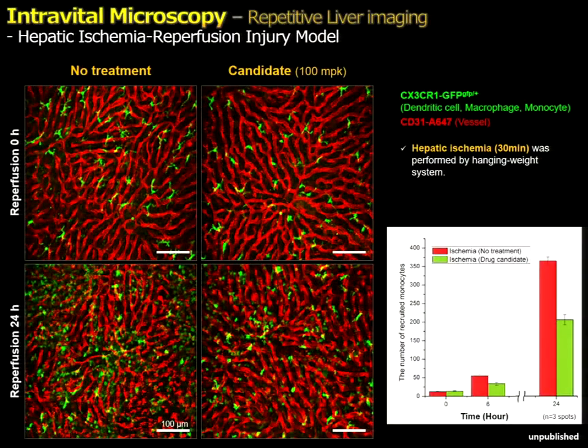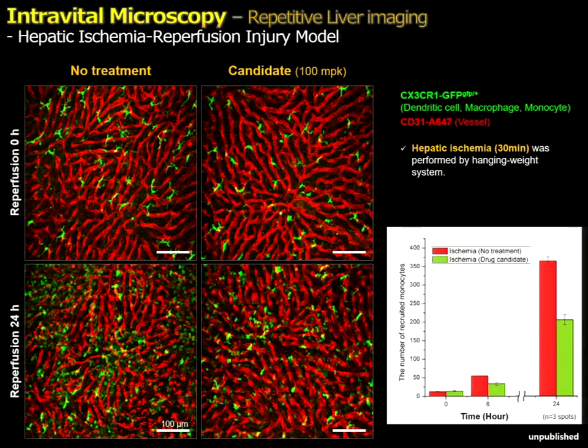The good thing about intravital microscopy is that during the imaging, the mouse is alive, of course. The small animal model is kept alive. And after we finish the imaging, we can recover the mouse. It means we can follow up a single mouse model in a repetitive manner. So this is one example. In this case, we made a hepatic ischemia reperfusion injury model. This is one single mouse, and this is another mouse. In this case, we used the CX3CR1-GFP mouse model. In this mouse model, macrophages and monocytes highly express GFP.